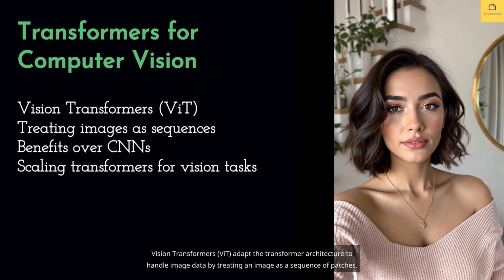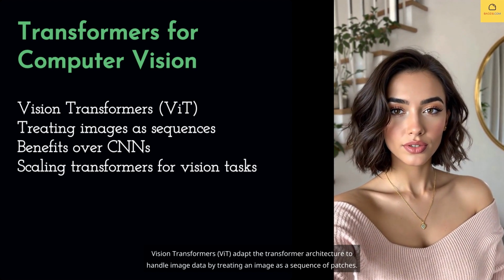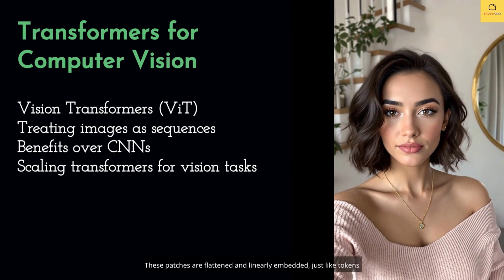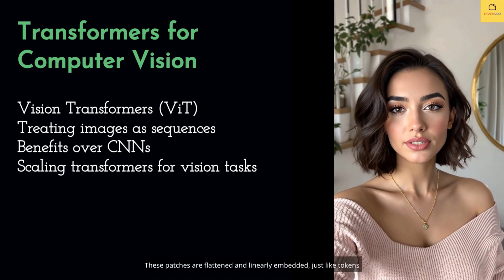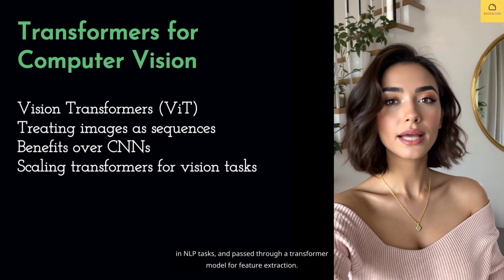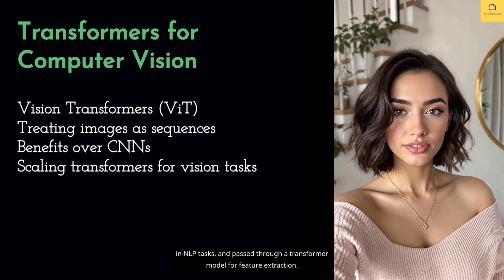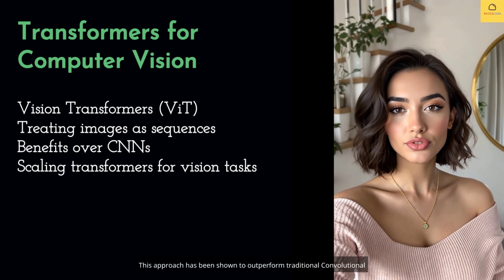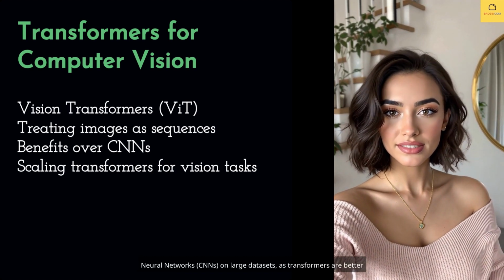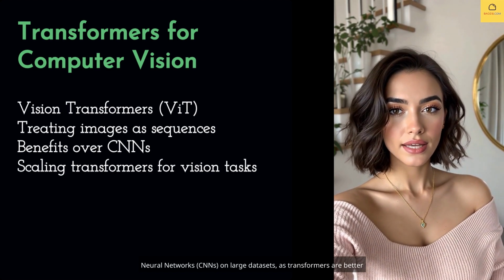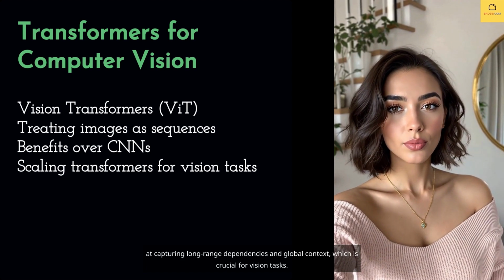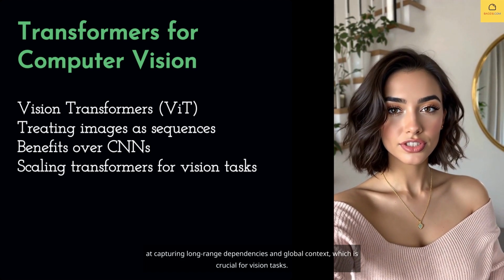Vision transformers, ViT, adopt the transformer architecture to handle image data by treating an image as a sequence of patches. These patches are flattened and linearly embedded, just like tokens in NLP tasks, and pass through a transformer model for feature extraction. This approach has been shown to outperform traditional convolutional neural networks, CNNs, on large datasets, as transformers are better at capturing long-range dependencies and global context, which is crucial for vision tasks.